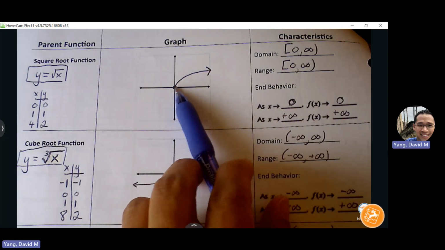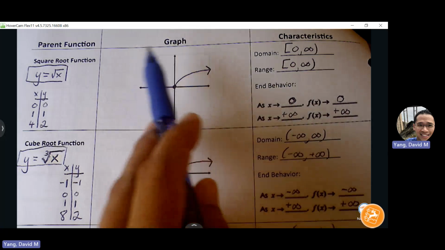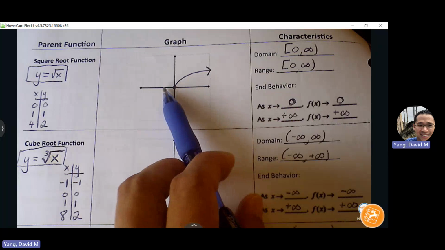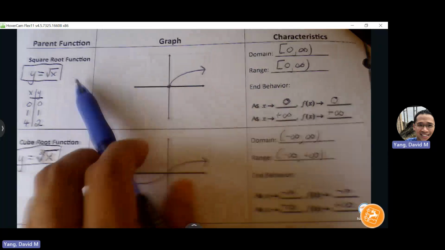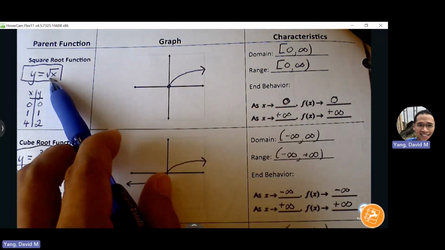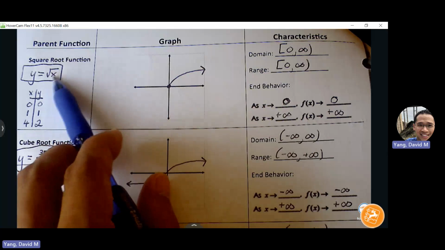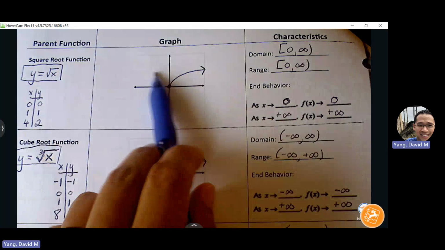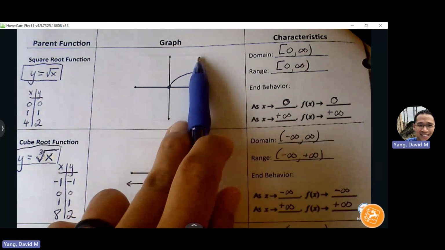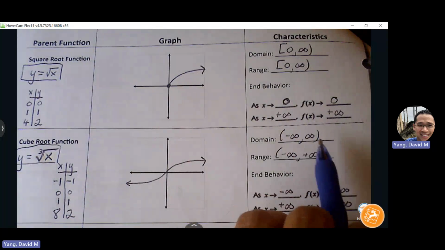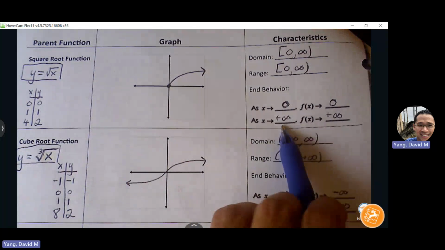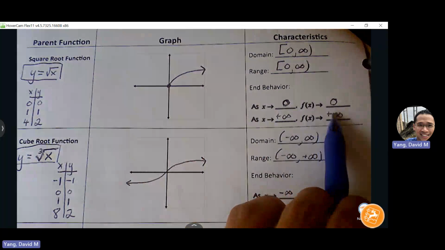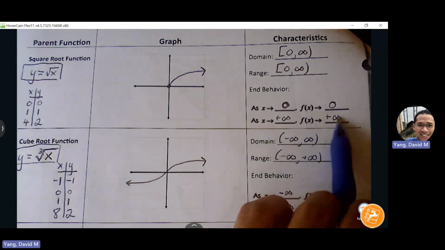So the end behavior doesn't extend past that y-axis. The reason is that if I were to insert -1 or -2, I'd get the square root of a negative number, right? We know that a negative number cannot exist inside a square root, at least not in the real number system. So that's why the graph starts here at 0, and it's only in the positive values after 0. Okay. As we follow the right arrow, it's headed up to positive infinity.